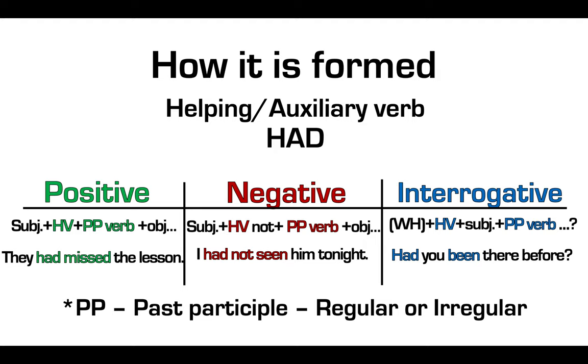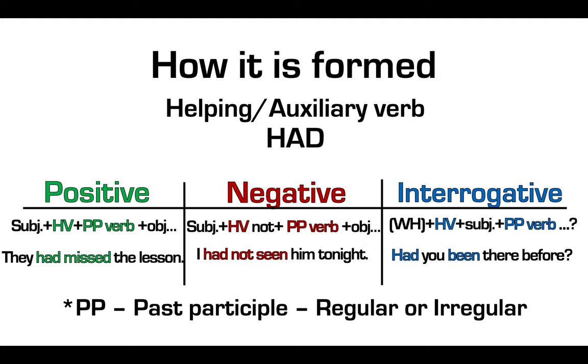So let's look at a positive sentence. The formula would be subject plus helping verb plus past participle, plus the object, and then the time expression if you have one. They had missed the lesson. So missed is the past participle, and is regular, of the verb to miss.